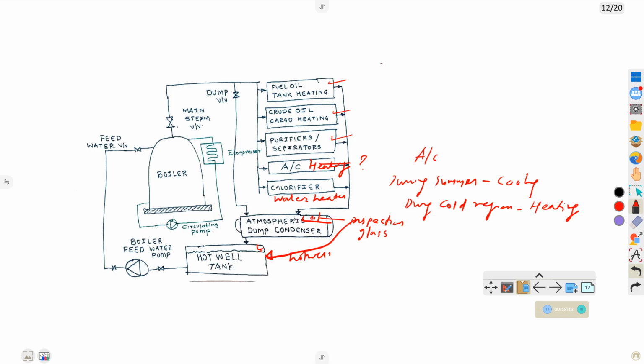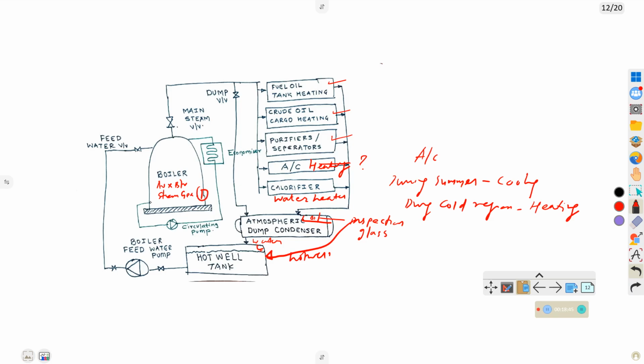Whatever steam is coming is getting condensed. From steam it is getting converted into water and it is going to the hot well. So this part of the boiler is the auxiliary boiler. What is it used for? It is for steam generation.